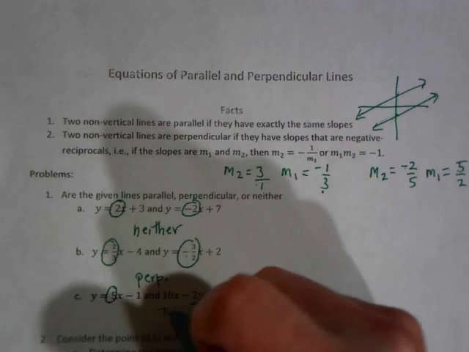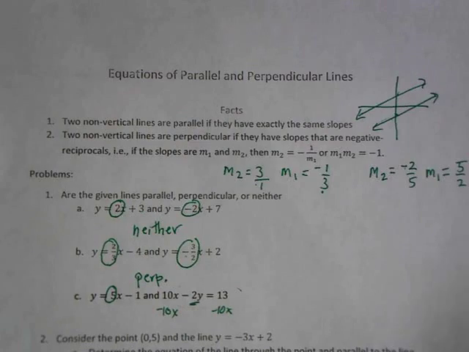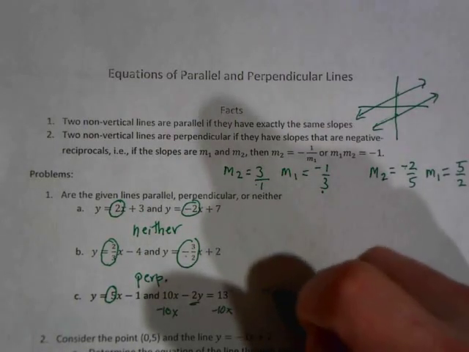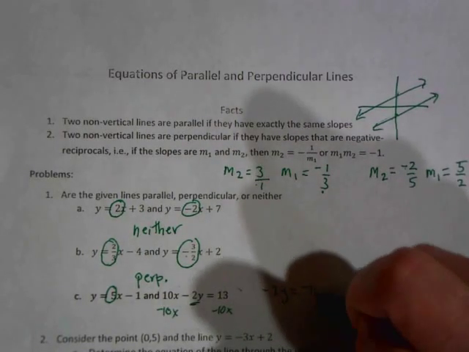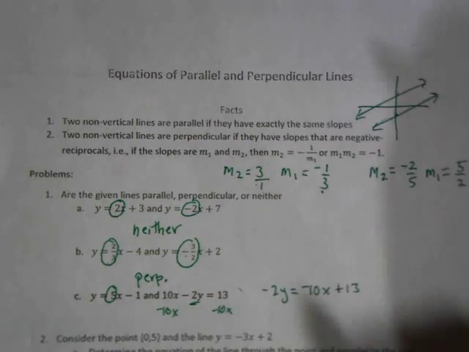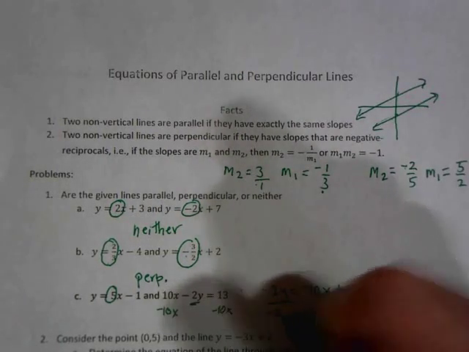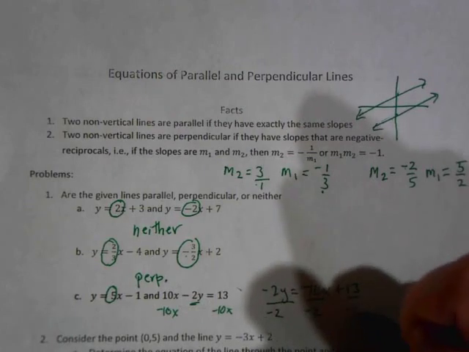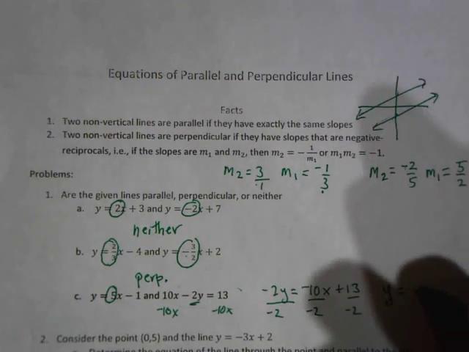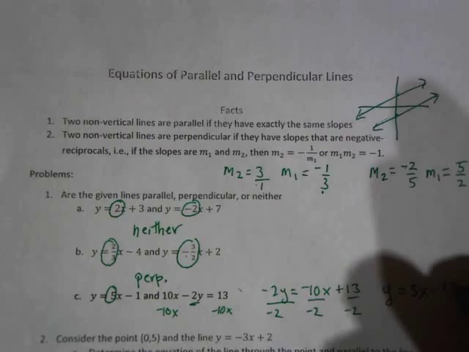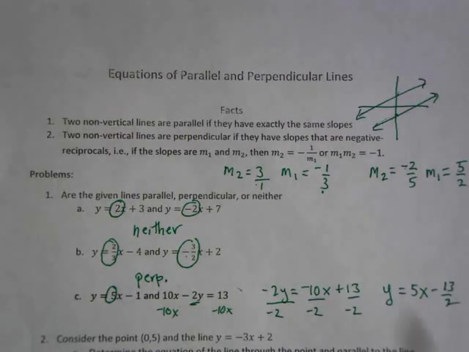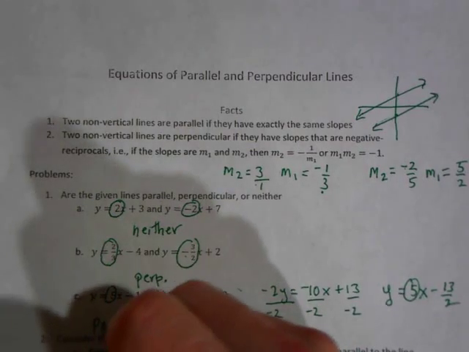So I'm going to take this equation and I'm going to subtract 10x on both sides. So negative 2y equals negative 10x plus 13. And then I have to divide by negative 2. So y equals 5x minus 13/2. So now that I have this in y equals mx plus b form, I can see that its slope is also 5. Slope is 5. Slope is 5. Parallel.